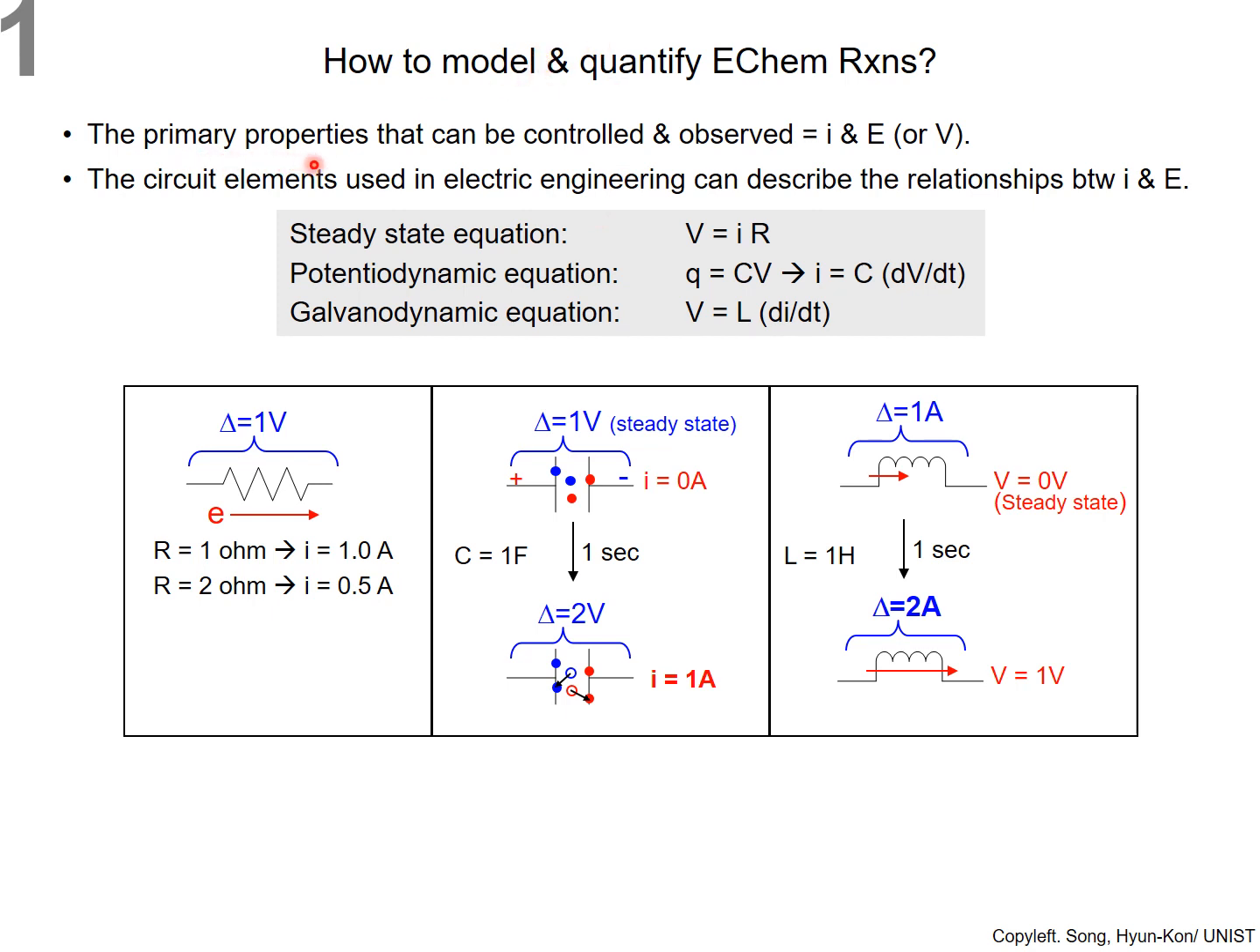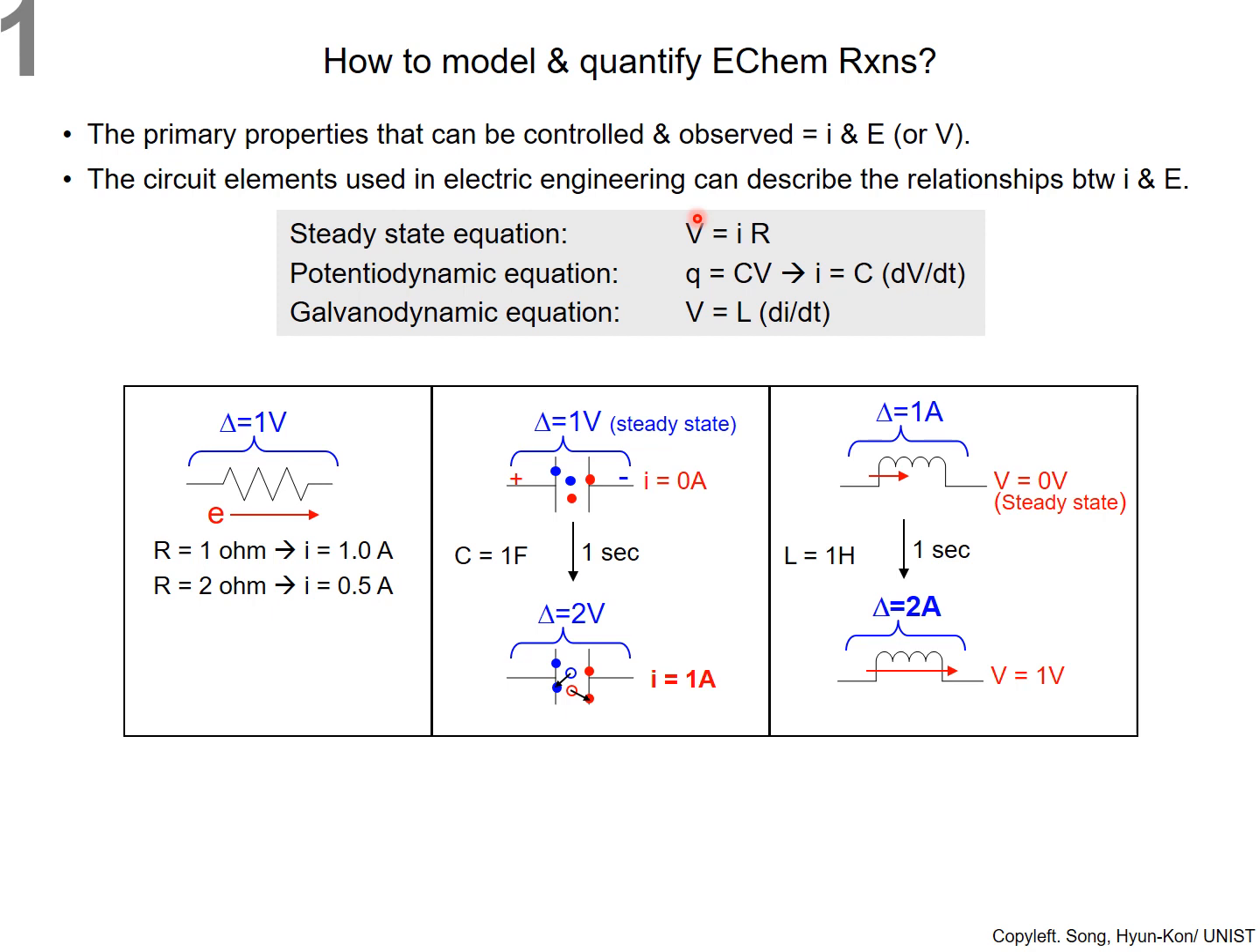The primary properties that can be controlled and observed in electrochemical processes are current and potential. Of course, you are very accustomed to current and potential in electrochemical processes. The circuit elements used in electrical engineering can describe the relationships between current and potential, so I'd like to use those circuit elements to represent our electrochemical systems.